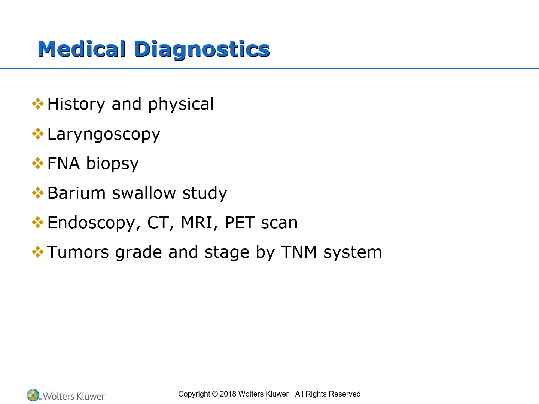Get a good history and physical. The doctor will take a laryngoscope and actually look at the larynx and see what's going on. They can do biopsies to figure out if it's malignant or not and how to treat. They can do a barium swallow test if the patient's having trouble swallowing. They can also get an endoscopy, CAT scan, PET scan, MRI to see what's going on. The CT, MRI, and PET scan are obviously less invasive than doing an endoscopy or laryngoscope.